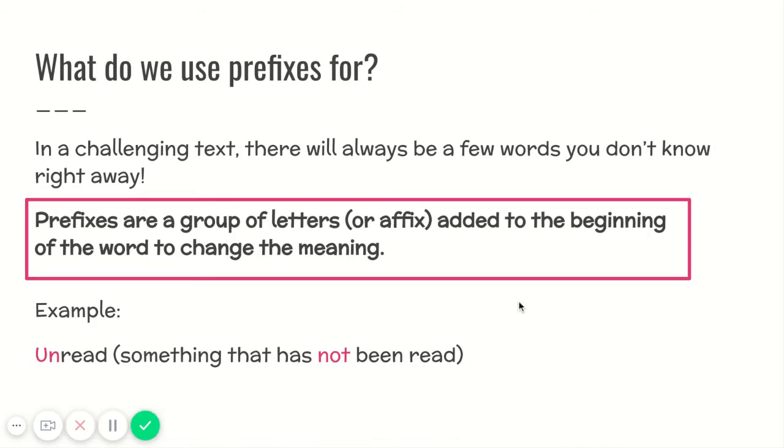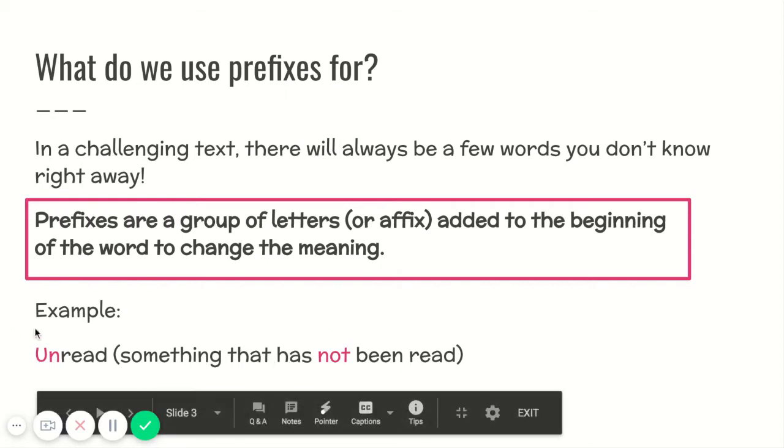Now, what do we use prefixes for? Prefixes are really helpful for us as readers because almost always you will encounter words that you don't know. And prefixes are going to help you to uncover that word's meaning. For example, if you know what re means when you see it at the beginning of a word, then it's going to help you in the future if you come across a word that you maybe don't know, but you do recognize that prefix, okay? So prefixes, as a definition, are just a group of letters or an affix added to the beginning of the word to help change the meaning.